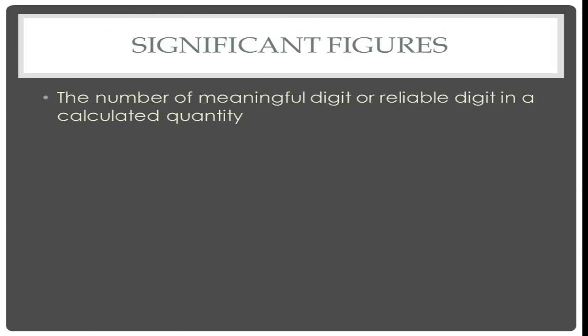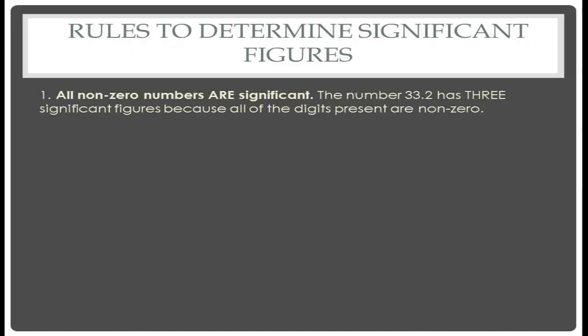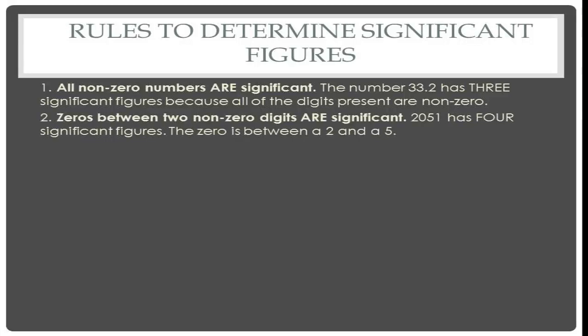Now we are going to discuss significant figures. The number of reliable digits in a figure is called significant figures. There are rules to determine the significant figures. The first one: all the non-zero digits are significant or reliable. Just like 33.2 has 3 significant figures.